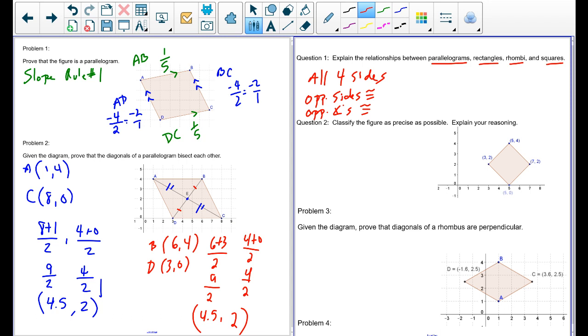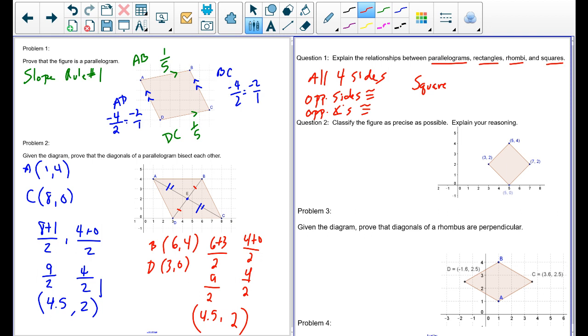Now, what's special with a square? So, the square, all sides equal, all angles equal, right? What's a rhombus? All sides equal, right? What's a rectangle? All angles equal 90. And a parallelogram is opposite sides parallel.